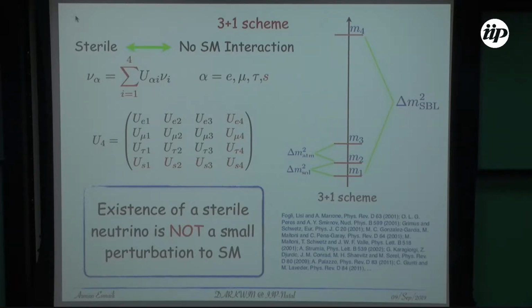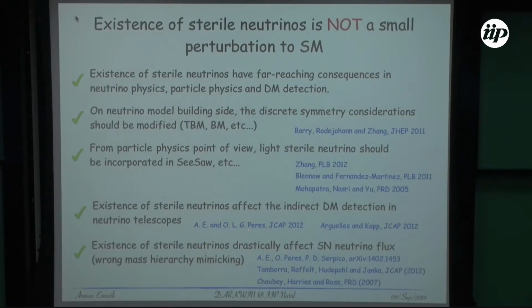From a theoretical point of view, I want to tell you that the existence of a sterile neutrino is not a simple thing. It's not some perturbation to the standard model. It really changes the field if you find some sterile neutrino at the electron volt scale. So people have to look at it, especially if you have some anomalies. It has a lot of consequences from a theoretical model building point of view.